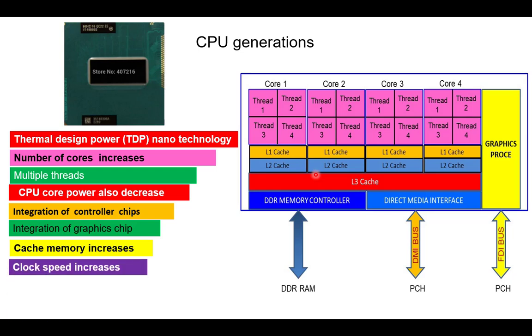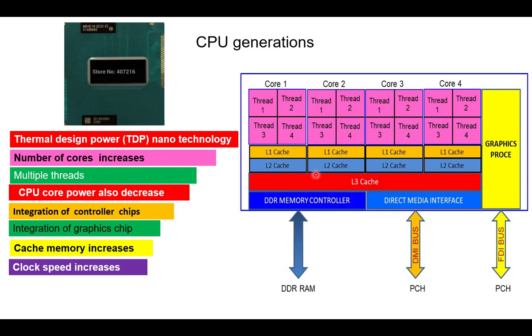The next is that the clock speed is increasing. So what is the clock speed? Clock speed is the timing of the CPU. Previous CPUs worked at 4.43 megahertz, but nowadays CPUs run at 5 megahertz and above. So these are the main changes in the generations. We can see there is generation 1, generation 2, generation 3, now generation 10, 11, 12. So these are the only main changes in the processor.